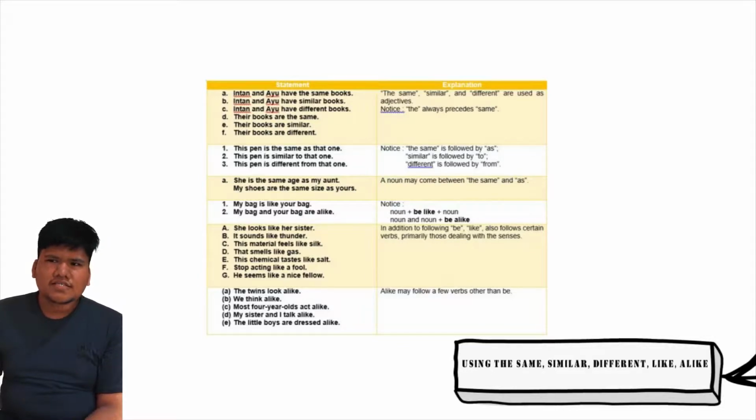We're going to the next statement. 1. This pen is the same as that one. Notice the same is followed by as. And 2. This pen is similar to that one. Notice similar is followed by to. 3. This pen is different from that one. Different is followed by from.